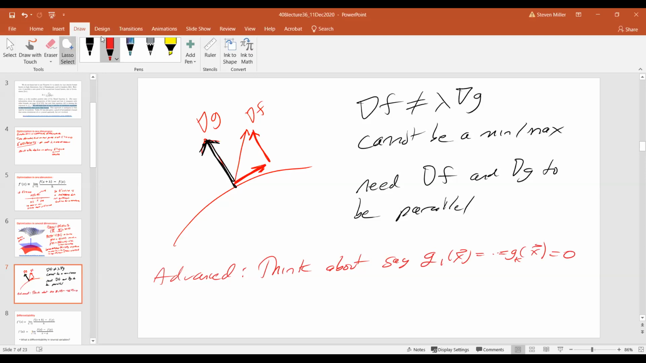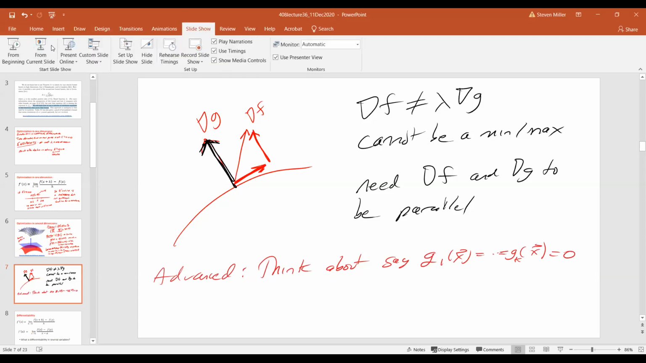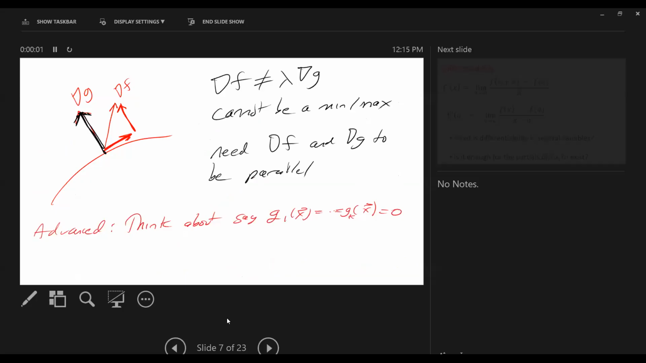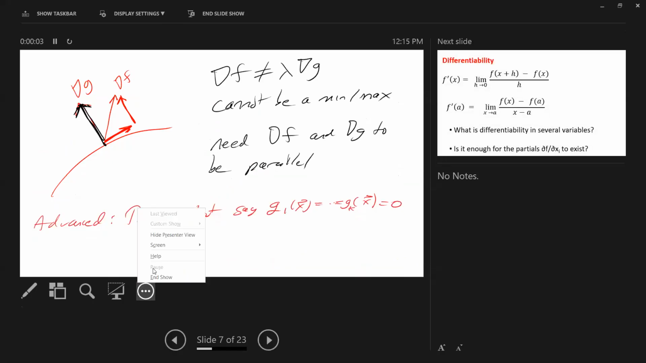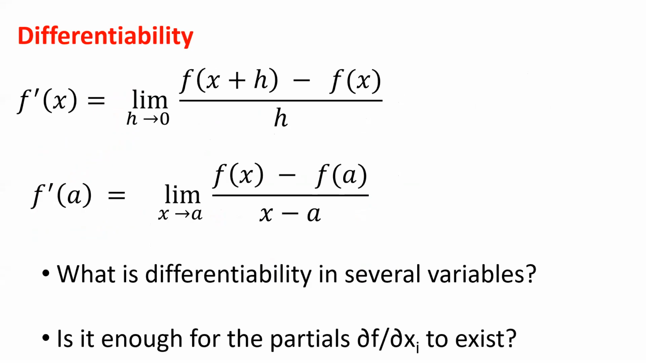Okay. So continuing, the next question is, what does it mean to be differentiable in several variables? Here is differentiability in one dimension. And instead of writing x plus h, I could, if I want, write x goes to a. Doesn't really matter. Is it enough just for the partial derivatives to exist to force the function to be differentiable?